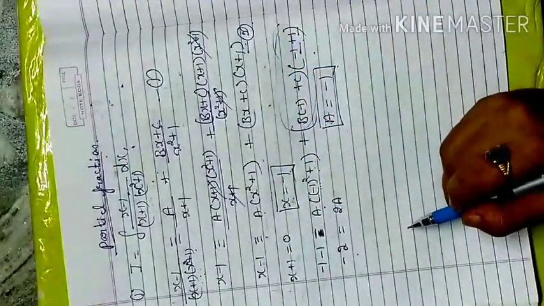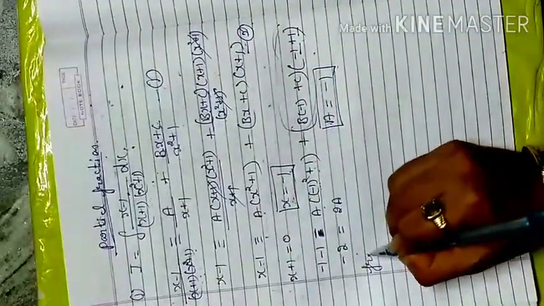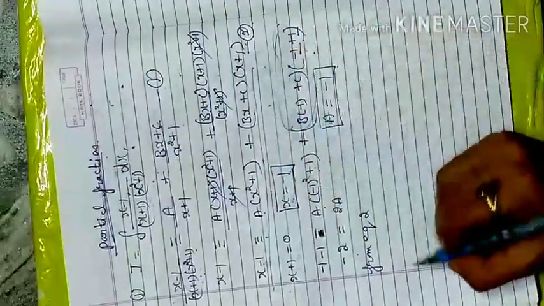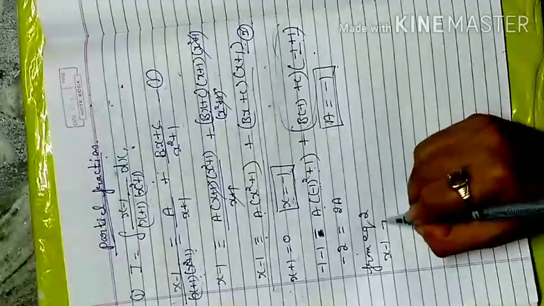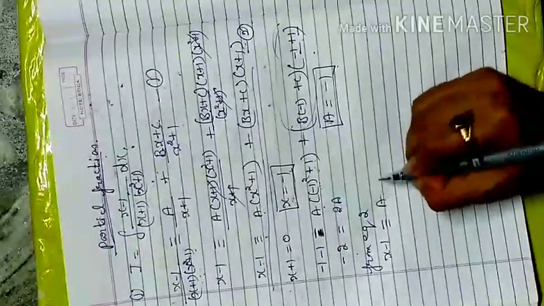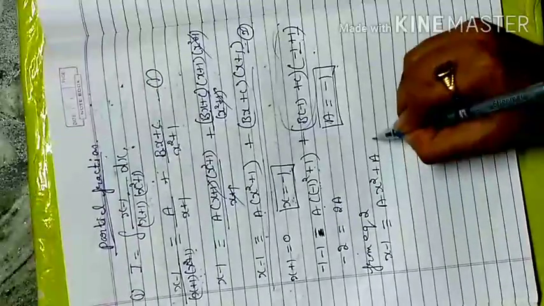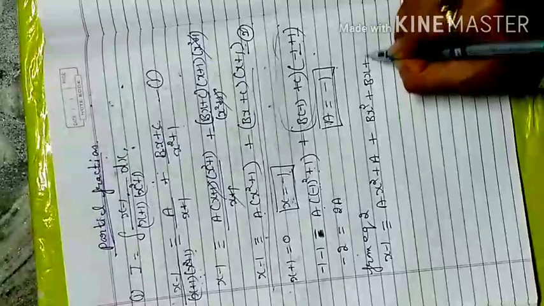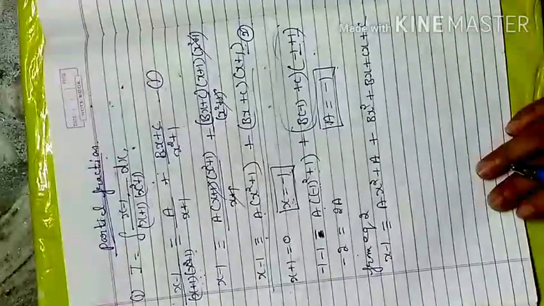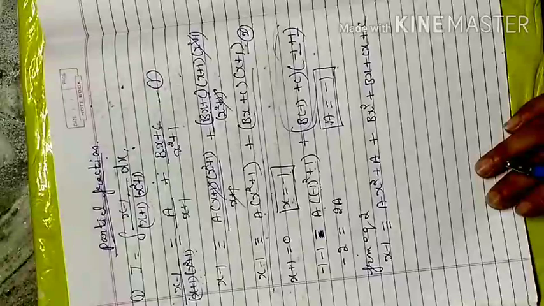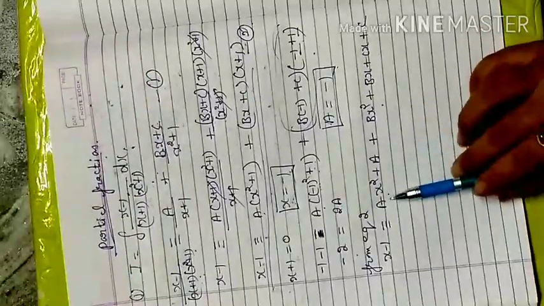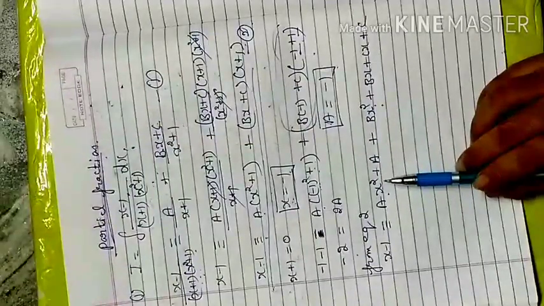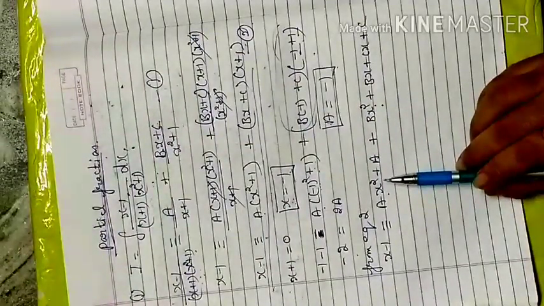First I will just open this equation 2. From equation 2, I open it: x minus 1 equivalent to ax square plus a plus bx square plus bx plus cx plus c. After that, I will check what the higher power of x is. The higher power of x is 2. So that means I have to equate the coefficient of x square.